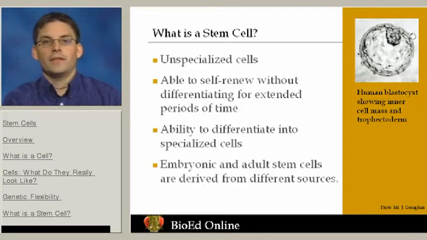So now that we understand the terms used to describe stem cells, we can understand what a stem cell is. A stem cell has two important characteristics. First, it's an unspecialized cell. In other words, it's a pluripotent cell that can become any other type of cell in the human body. Second important characteristic is that a stem cell must be able to self-renew. It must be able to generate more stem cells.